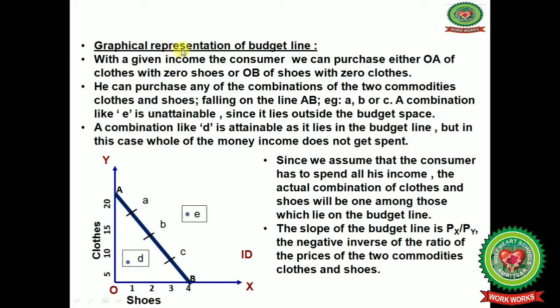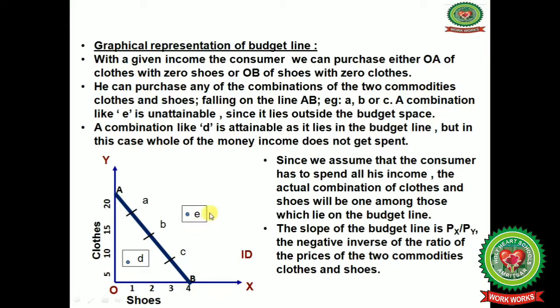Next one is the graphical representation of the budget line. With the given income, the consumer can purchase either OA of clothes, that is 20 units of clothes, with 0 shoes, or OB of shoes. He can purchase any of the combinations of the two commodities, clothes and shoes, falling on the line AB. This is your AB line, that is the budget constraint. For example, A, B and C are attainable, but a combination like E is unattainable because it is beyond the reach of the consumer.